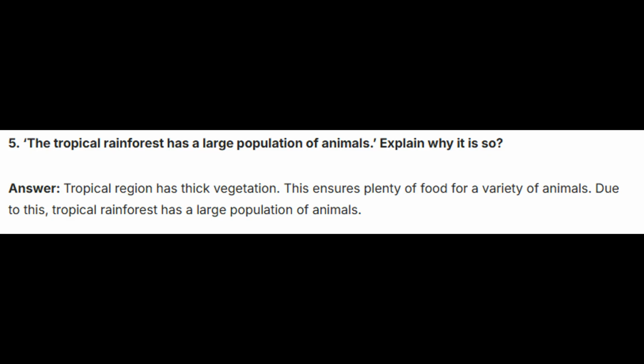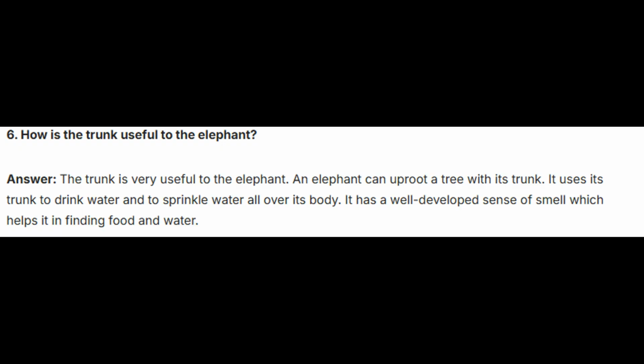Fifth, the tropical rainforest has a large population of animals. Explain why it is so. Answer. Tropical region has a thick vegetation. This ensures plenty of food for a variety of animals. Due to this, tropical rainforest has a large population of animals. Sixth, how is the trunk useful to the elephant?